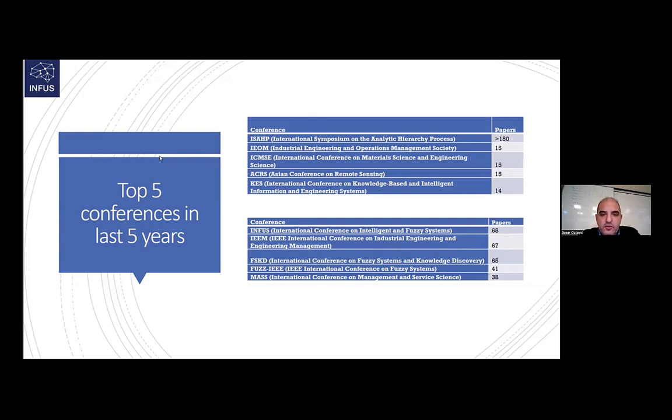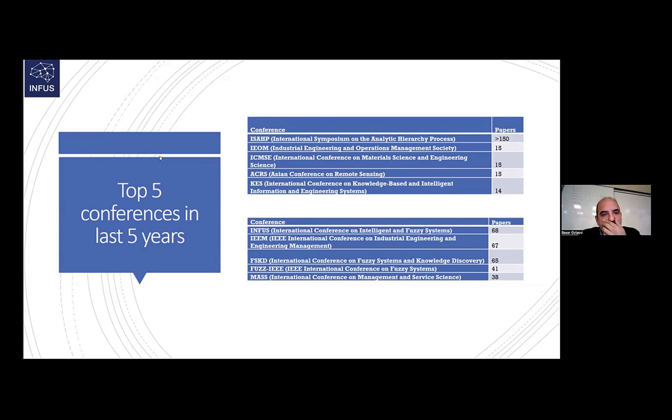And when we take a look at the second table, we can see that INFUS, the International Conference on Intelligent and Fuzzy Systems, which is chaired by Professor Kahraman, has the most fuzzy AHP papers compared with the other conferences. But here again, the second most publishing one is the International Conference on Industrial Engineering and Engineering Management. But we can see that the third and fourth ones are fuzzy-related conferences. So the first one is also fuzzy-related.